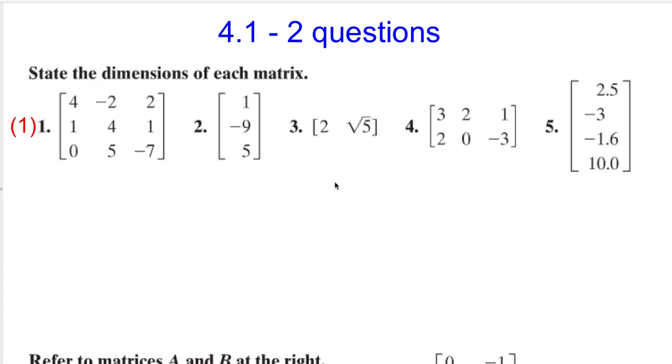Hi guys, so chapter 4, test prep number 1. We have 2 questions from section 4.1. Hopefully this is an easy section and there's not a lot of questions here, but just a quick review.